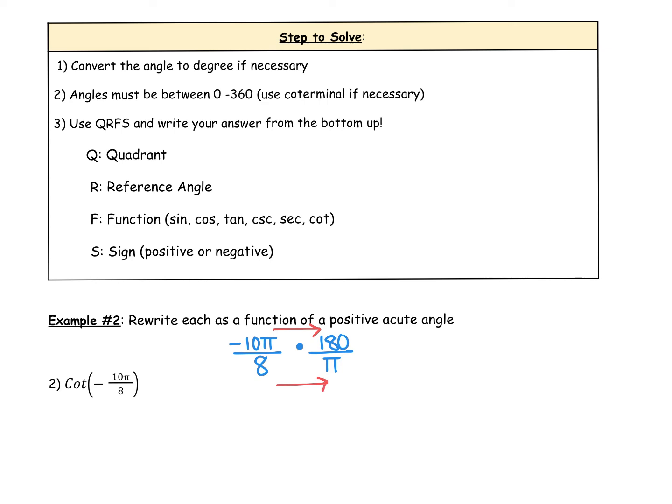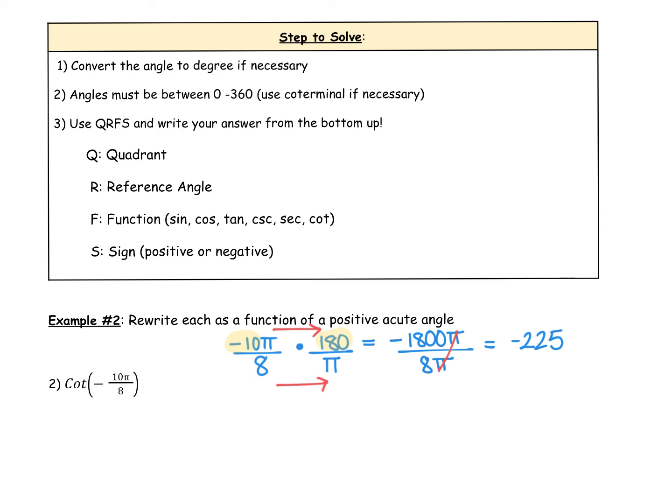So 10 pi times 180. All you have to do is multiply the negative 10 and the 180 and then tack on the pi at the end. So that's negative 1800 pi. And then on the bottom, 8 times pi is 8 pi. You're going to notice that the pi's are going to cancel, and you're just going to divide 1800 by 8. Take my word for it that it's negative 225.